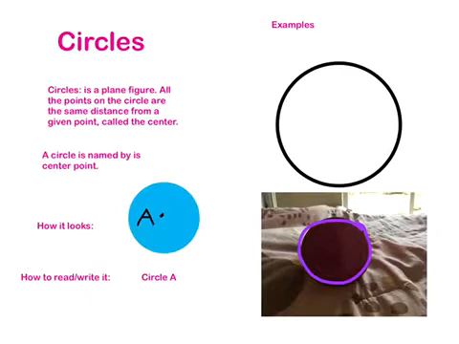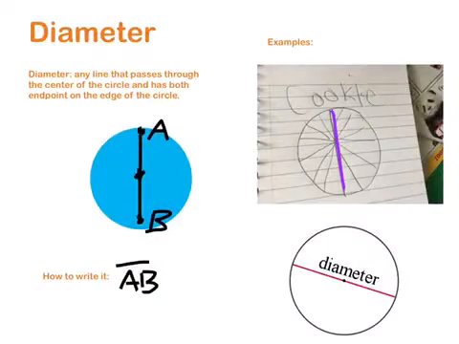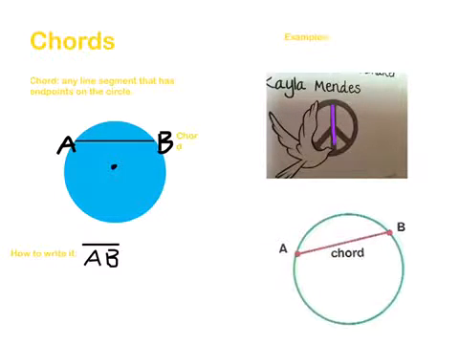Circles. Circles are plane figures. All the points on the circle are the same distance from the given point called the center. Radius. A radius is any line segment with an endpoint at the center of the circle and on the circle. Diameters. A diameter is any line that passes through the center of a circle and has both endpoints on the edge of the circle. Chords. A chord is any line that has endpoints on the circle.